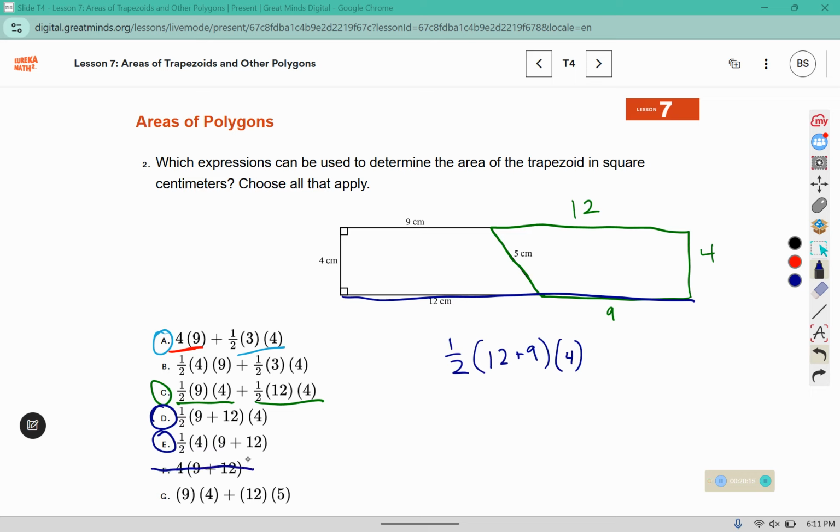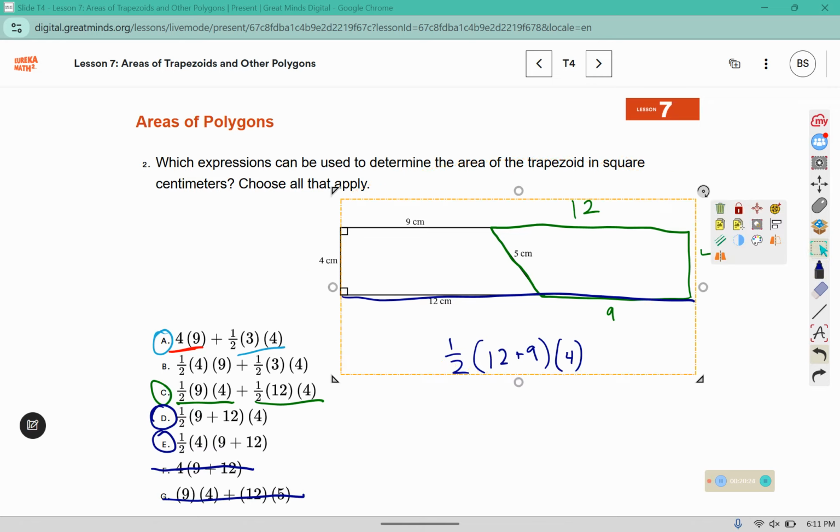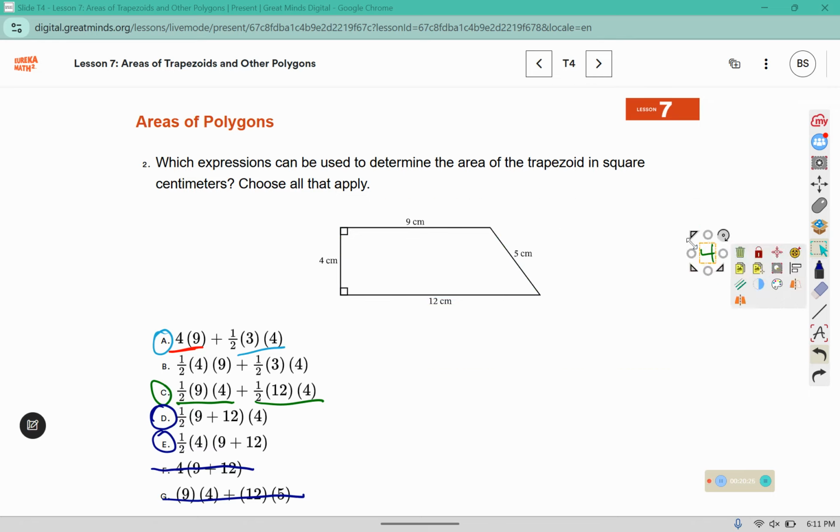This one is incorrect because it doesn't cut it in half. This one is incorrect because it uses the 5. Remember, we talked about how the 5 is a number that's going to be put in to try and trick you. The diagonal is not used as either a base or a height. And in this one, they did half of the rectangle piece, which we do not want. So you should have A, C, D, and E selected for problem 2.